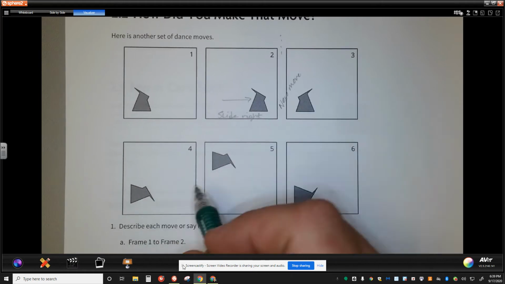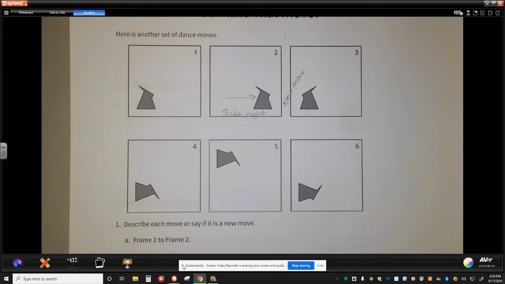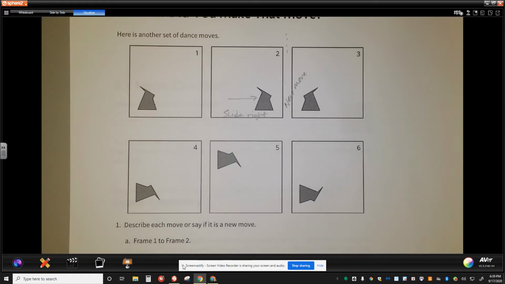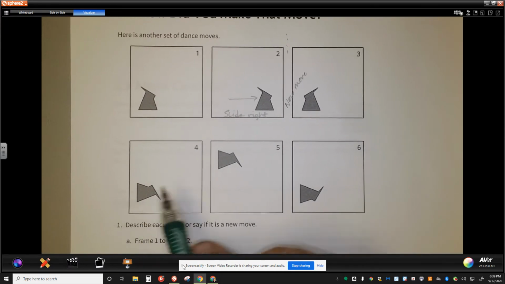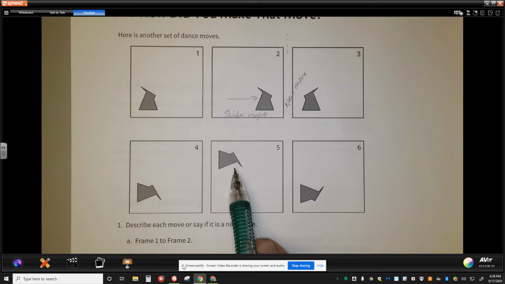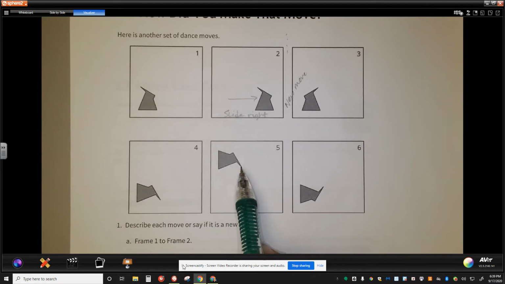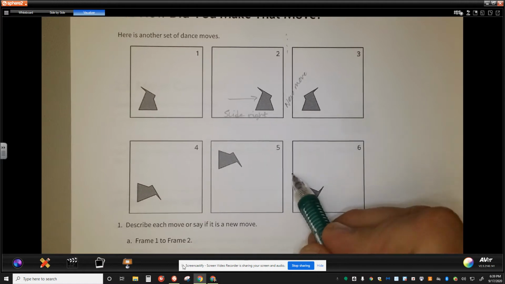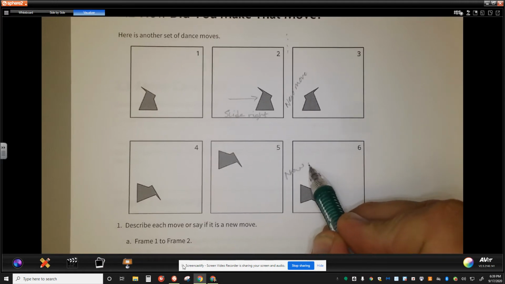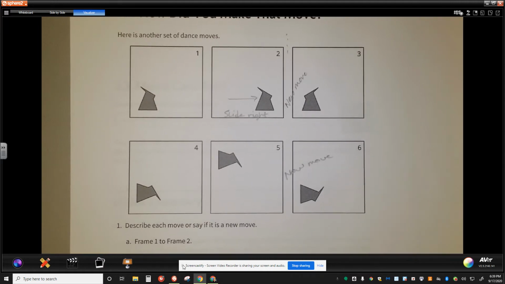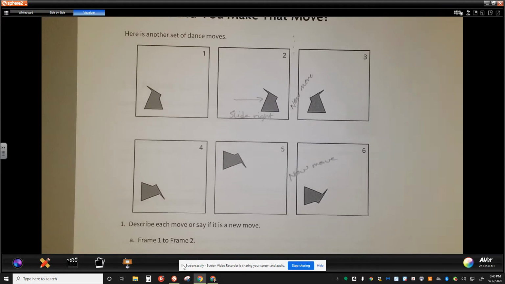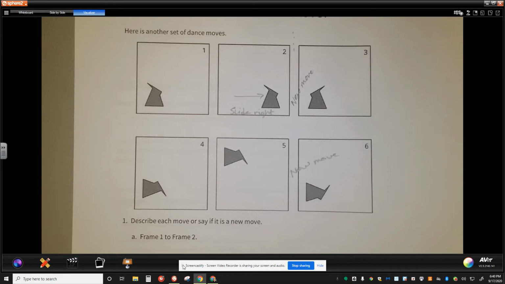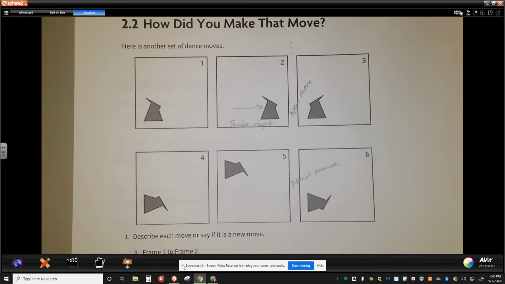So we can see from 3 to 4 that there was a rotation, or a turn, of 90 degrees. And then we see 5. It appears that from here it moved up. And 6, we see that same new move again. So let's talk about those moves. Let's use our new vocabulary with this to improve the way that we share exactly how things go.